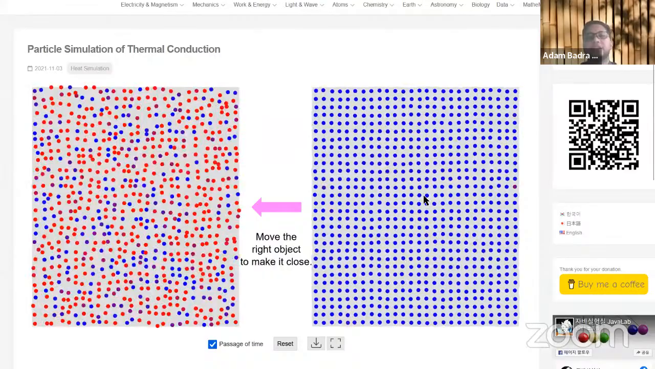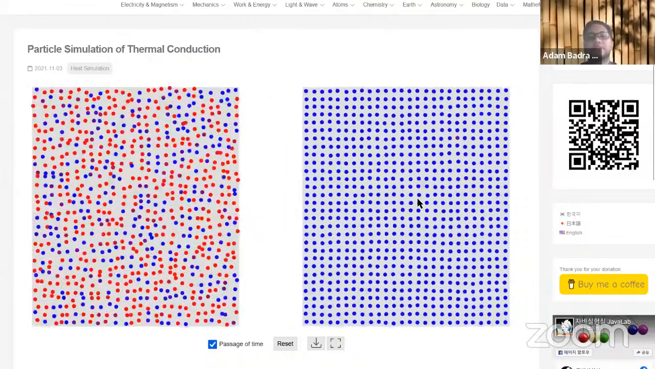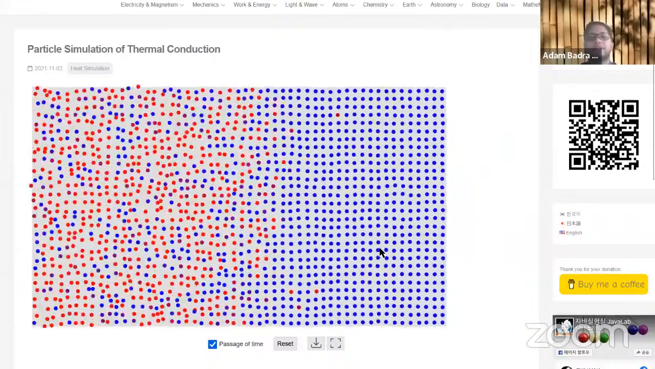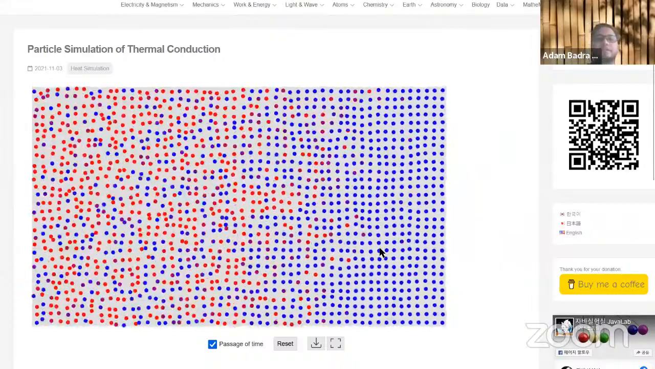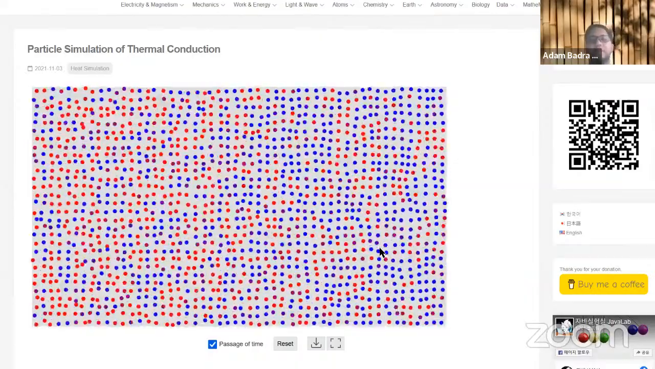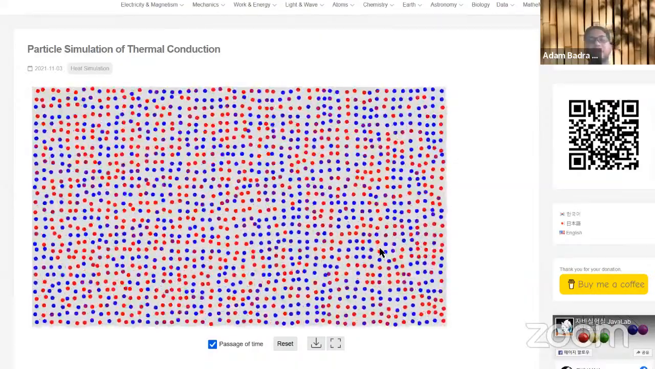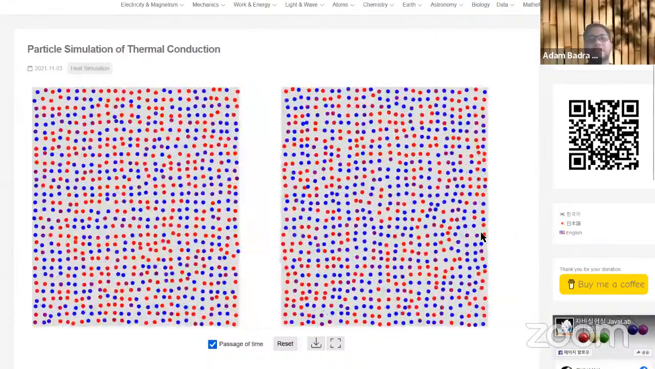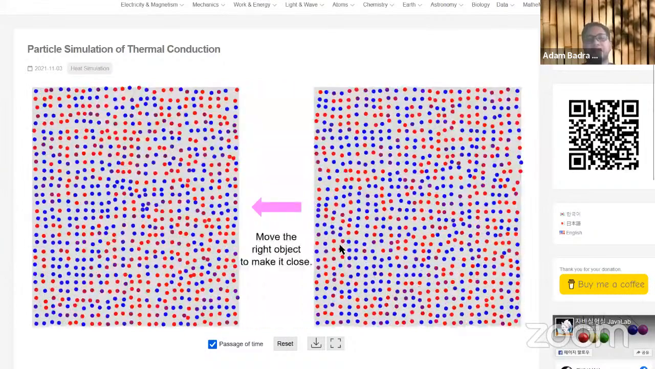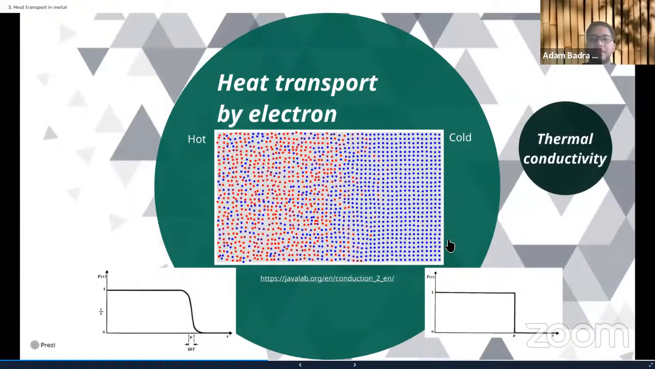And if we connect these two, then the electrons will scatter and the system will tend to want to be in equilibrium, and because of that there is a transfer of heat energy. And this is the principle of heat transport in solids.